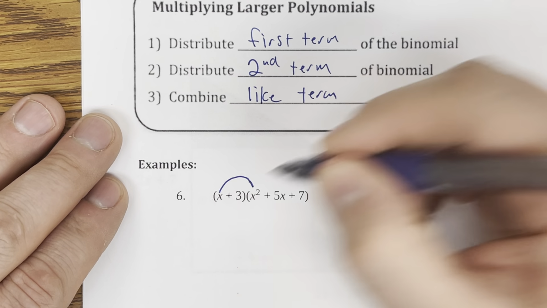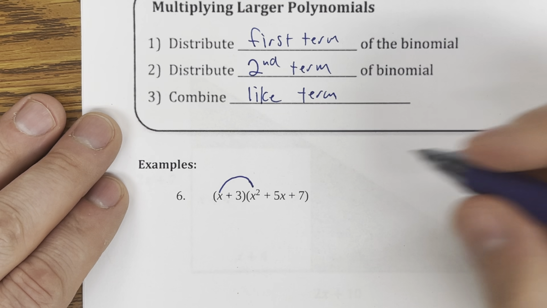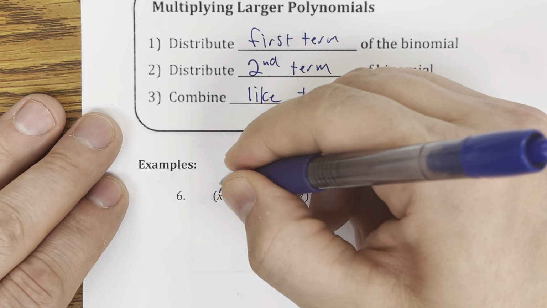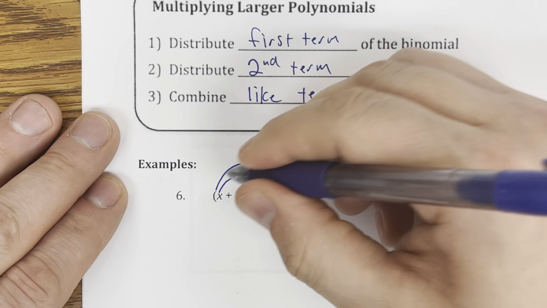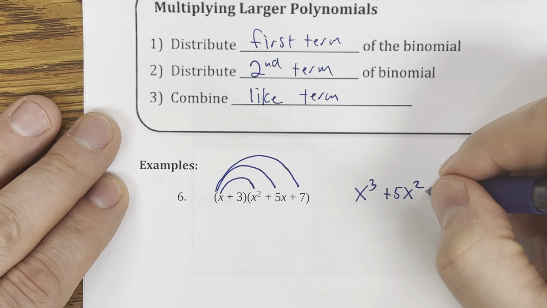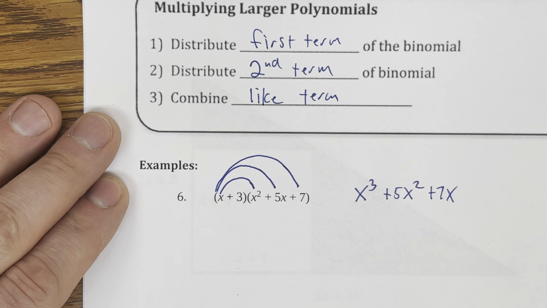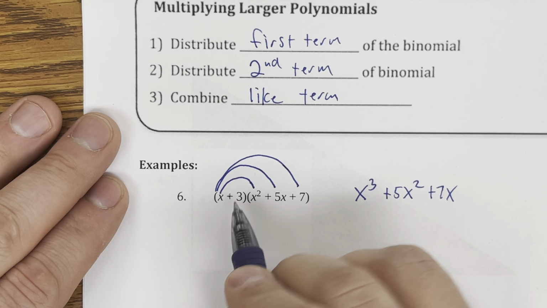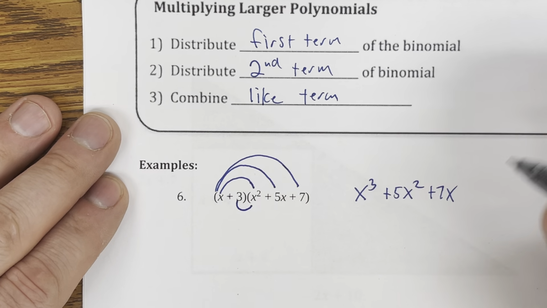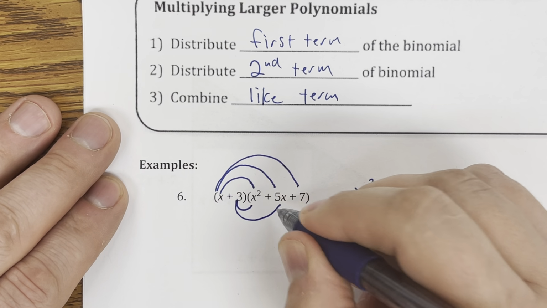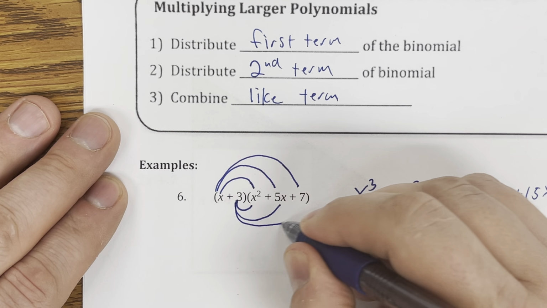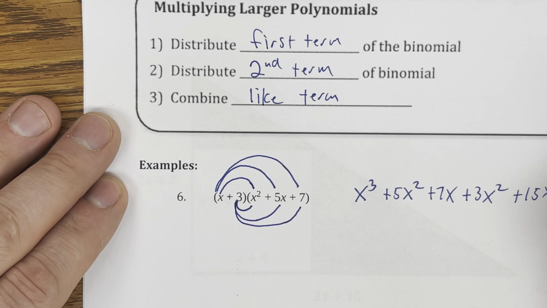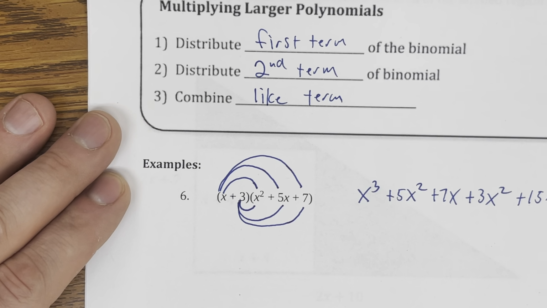So x times x squared, that's first. That's x to the third. X times 5x is plus 5x squared. And then x times 7 is plus 7x. We got that part. Now we'll distribute the second term, which is the 3. 3 times x squared is plus 3x squared. 3 times 5x is plus 15x, and then we have a 3 times 7, and that's a plus 21. So I should have 6 terms.